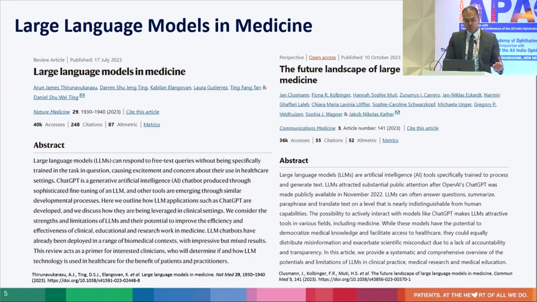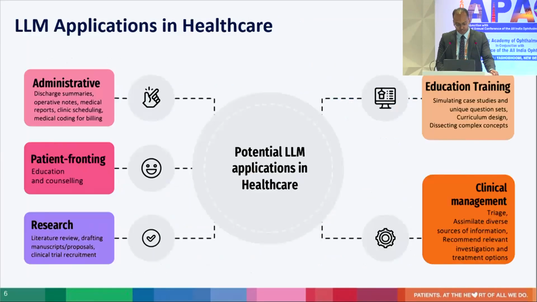So here are just 2 papers that have been published in Nature journals, and they're primer papers, and one of the review articles has actually been published by my team, and a co-author Ting Fang is also here. And this paper has garnered over 2,000 citations in less than 2 years, right? So it just shows how prevalent the use of large language models are going to be in healthcare in general and also in ophthalmology.